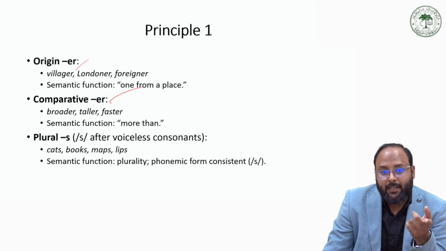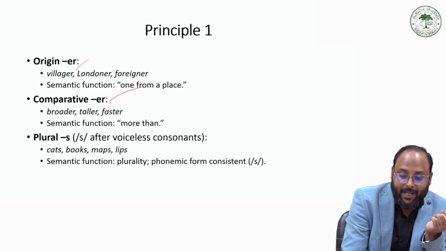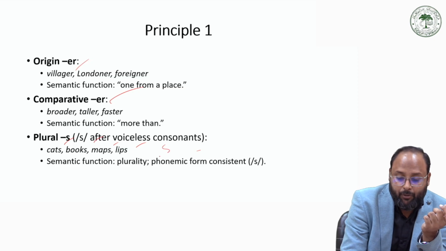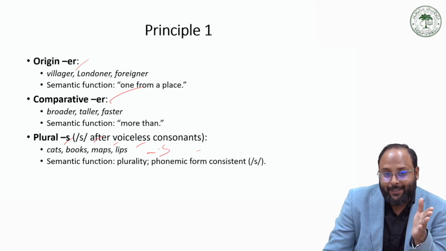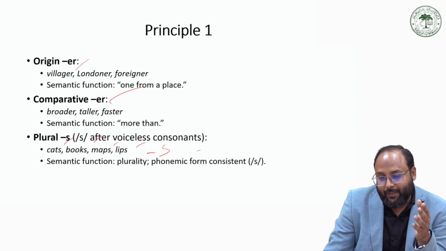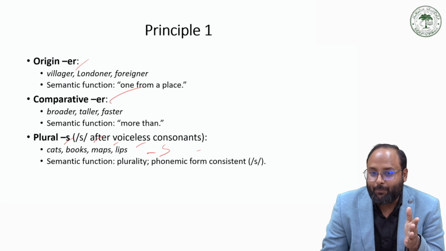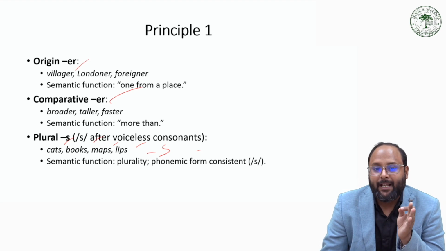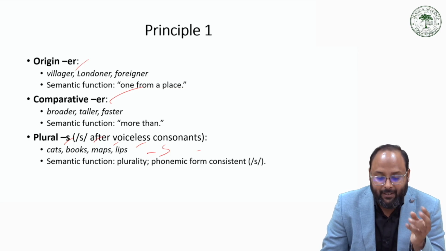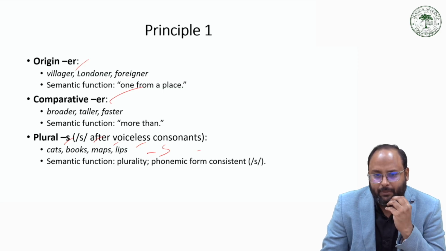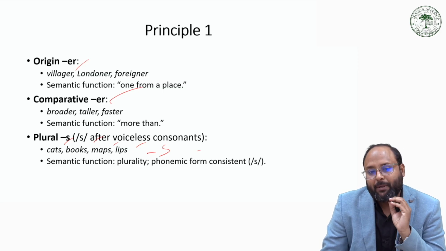In plural, we have the plural after voiceless consonants like cats, books, maps, lips. In all these forms, it gives the meaning of plural. But if there is a voiced consonant like in dogs, the form will be changed. So in this condition principle one will not apply, because in principle one the phonemic form should be the same in all occurrences and the meaning should be the same. But in the example dogs, the s becomes z because of some phonological condition, so principle one could not apply for this example.